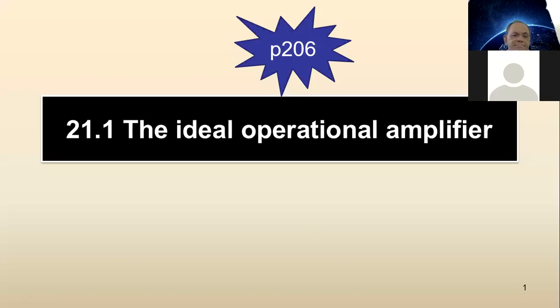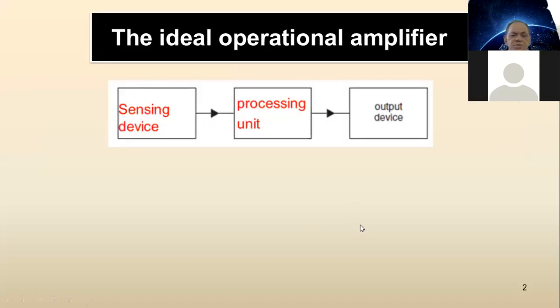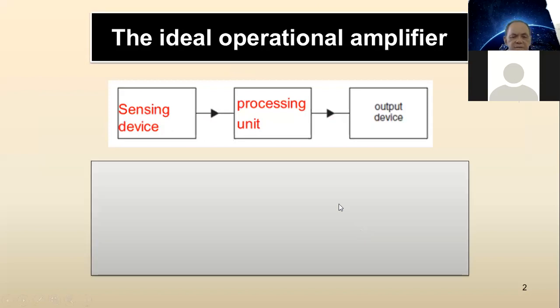Good morning. Today our topic is 21.1 Ideal Operational Amplifier. Right, let's just review. For an ideal operational amplifier, we have a starting point, the sensing device, and the next stage is the processing unit, and then the output device.